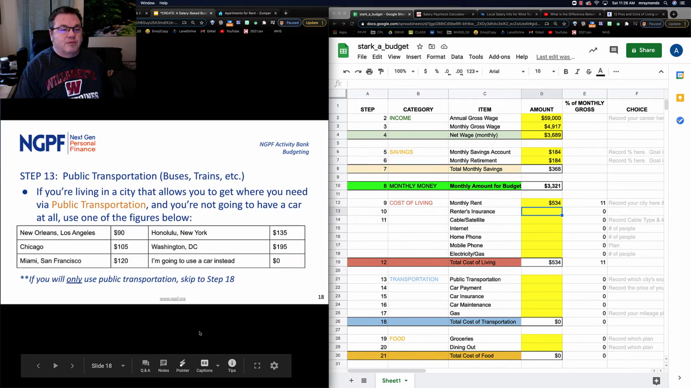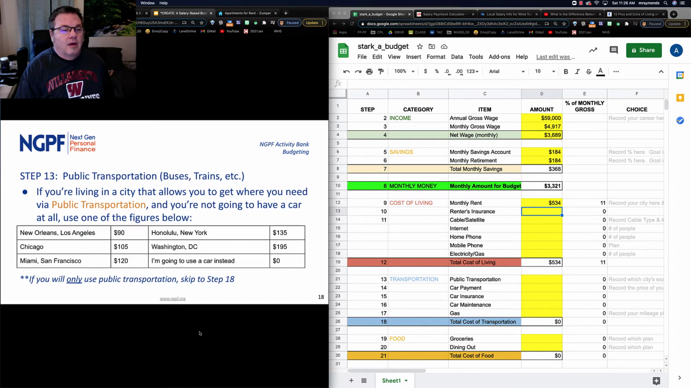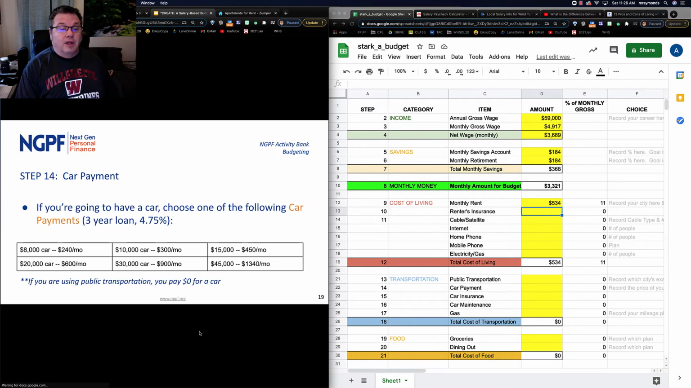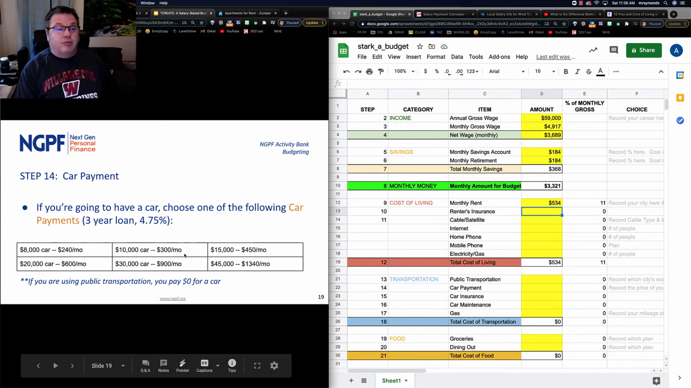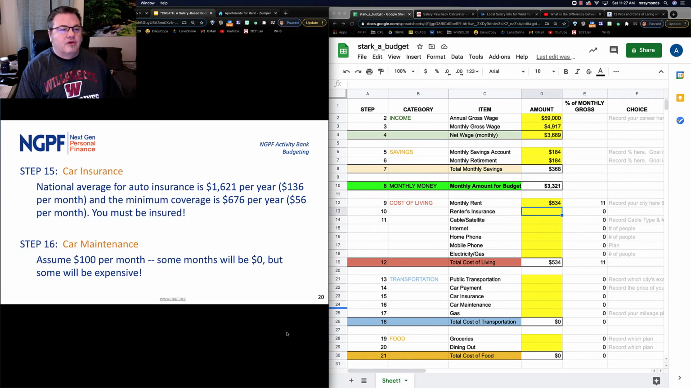And public transportation, okay? You can look up some authentic things if you want to know what a bus pass in Eugene costs if you're going to use public transportation. I'm going to have a car. I want a car, and so I'm going to get a decent car here and pay $300 a month. That goes in car payment here, and so on.